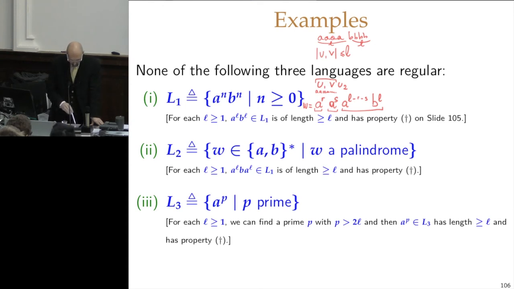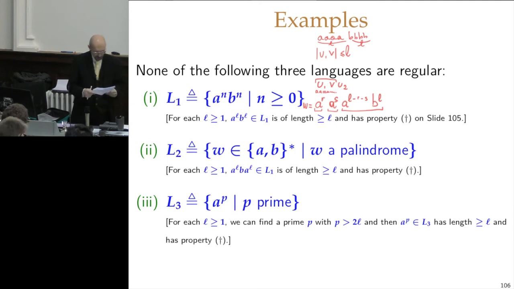So what we do here, for each L greater than 1, we must exhibit a string that is not pumpable. And the claim is that if I find a prime number greater than 2L, and I can always find a prime number greater than any number because there's infinitely many prime numbers, then the string a to the p, which obviously belongs to L3 because p is a prime number, is not pumpable and is longer than L by construction. So why would the string a to the p not be pumpable? That argument is more subtle than the others.